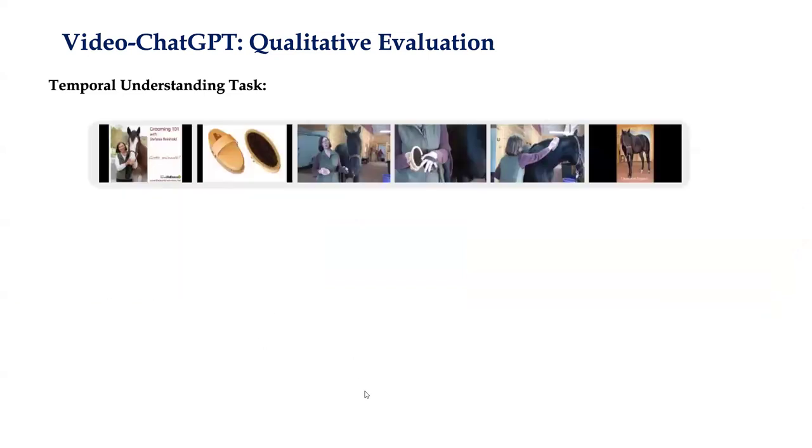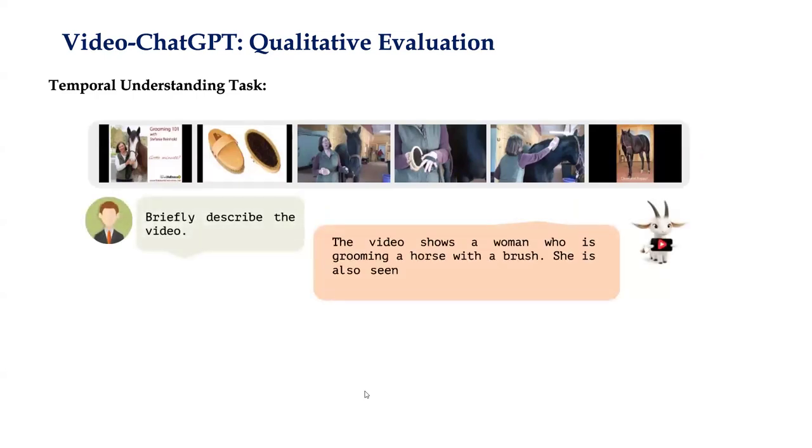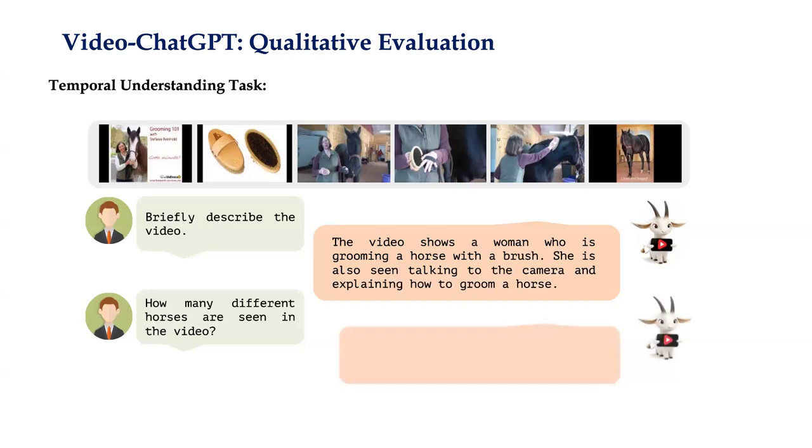Okay, so more understanding, briefly describe this. A woman grooming a horse with a brush. How many different horses are seen in the video? There are 2 different horses seen in the video.